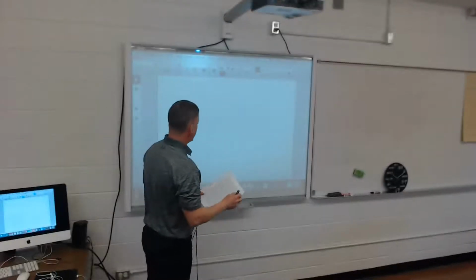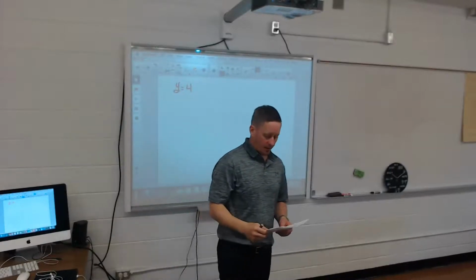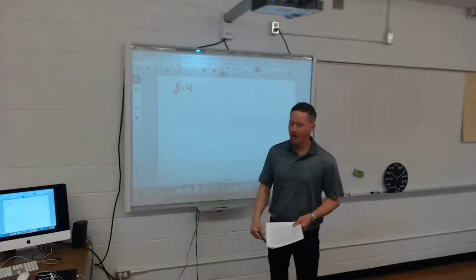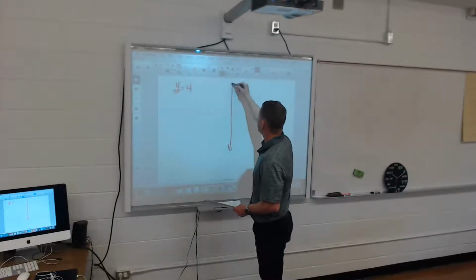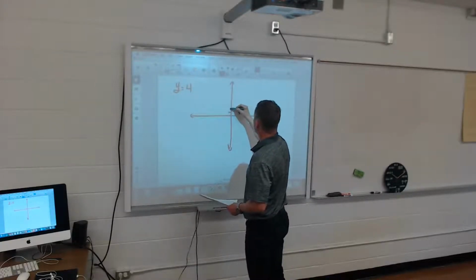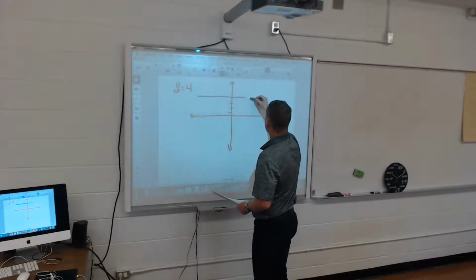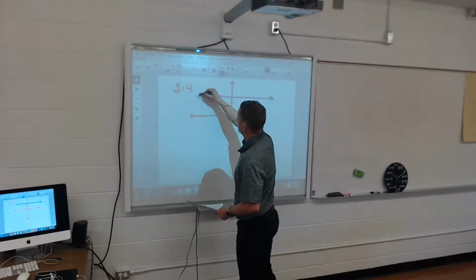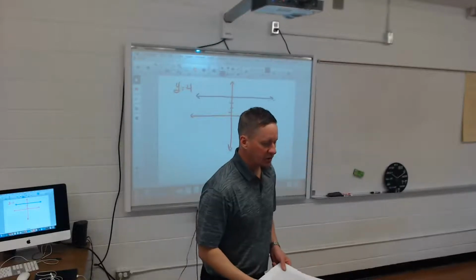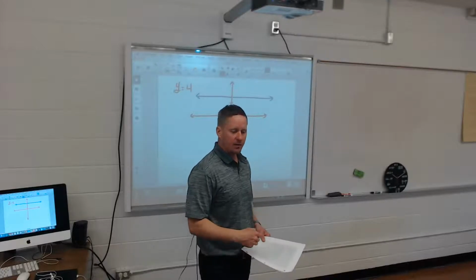The next one was a bit of a trick. Okay, I wanted to see if you were able to get it. So y equals 4 is the equation of the line. Well, what does that line look like? y equals 4 is a horizontal line that goes through the coordinate y equals 4. So it doesn't matter what x is, y is always equal to 4.